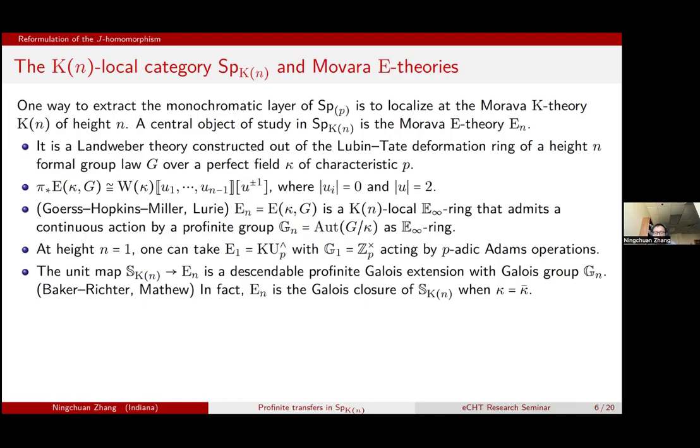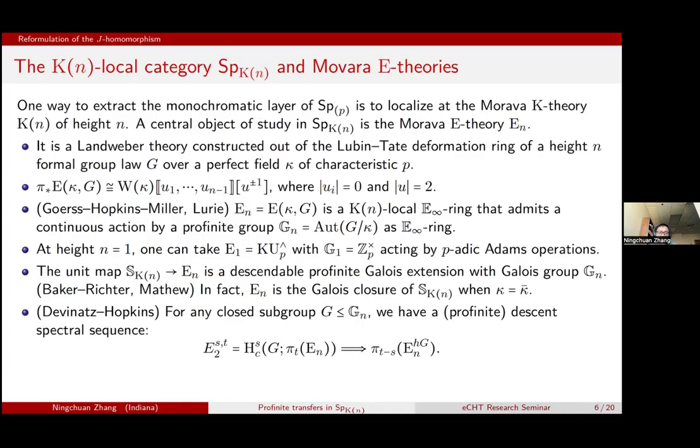And why is E_n ubiquitous in the study of the K-local category? That's because, first, the unit map from the K-local sphere is a descendable profinite Galois extension. And in fact, if you take kappa to be separably closed, then the resulting Morava E-theory is the Galois closure of the unit in this category. So that's why it is very important.